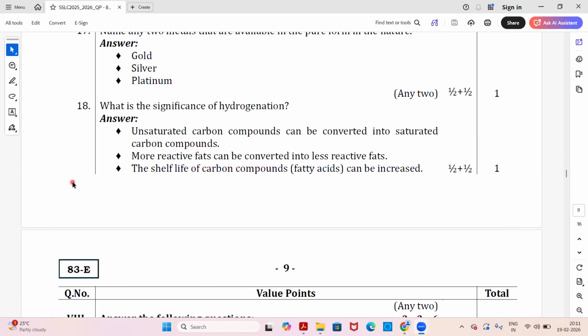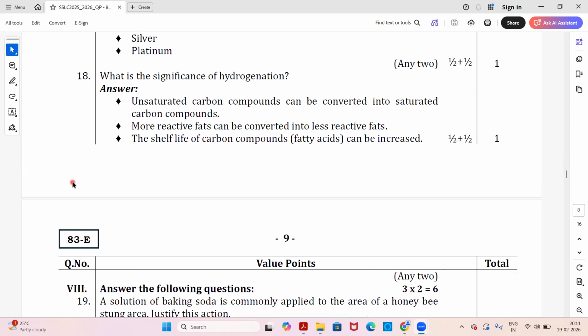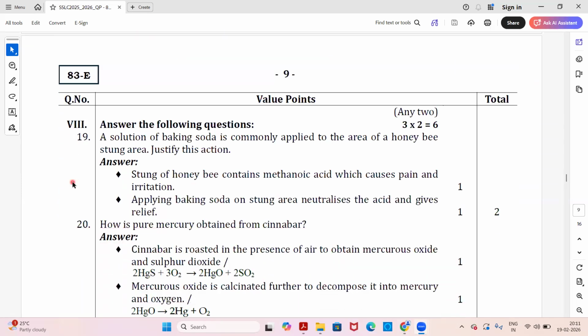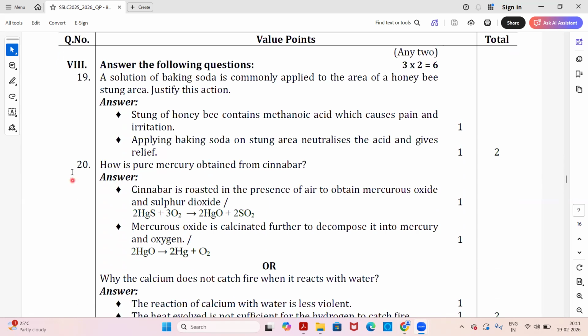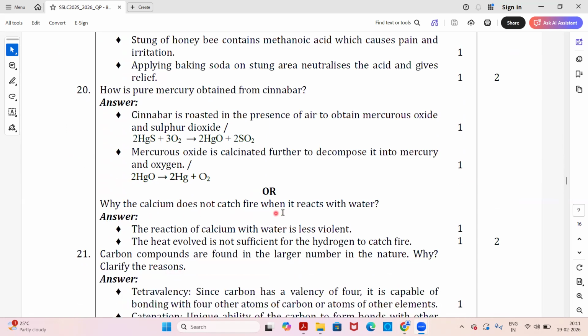Any two points are given, and you can add any two points also, and the marks allocation is also given for each point. So you can get every idea from this model answer paper. Next, we have the 19th question and an answer for it. The 20th question has an optional question here: why does calcium not catch fire when it reacts with water?